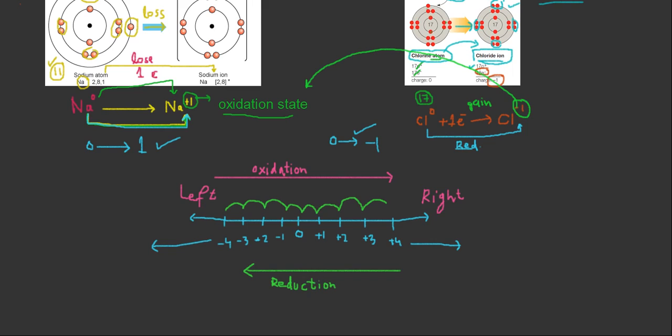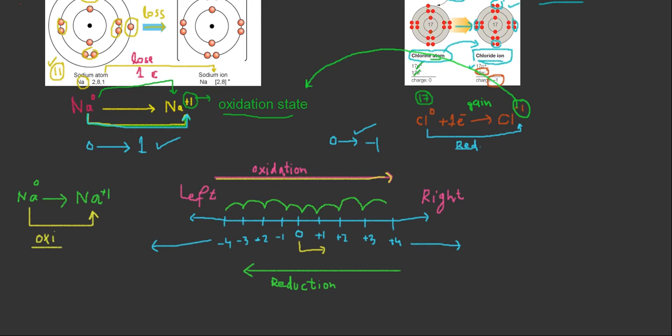Now, as we have discussed earlier, if we have a sodium atom, after the loss of its electron it would be converted into sodium ion with positive 1 charge. Sodium has a 0 state, so in this case sodium is converted from 0 to plus 1. So what does this mean? It means it is going from left to right, an increase in oxidation state. So this would be oxidation.